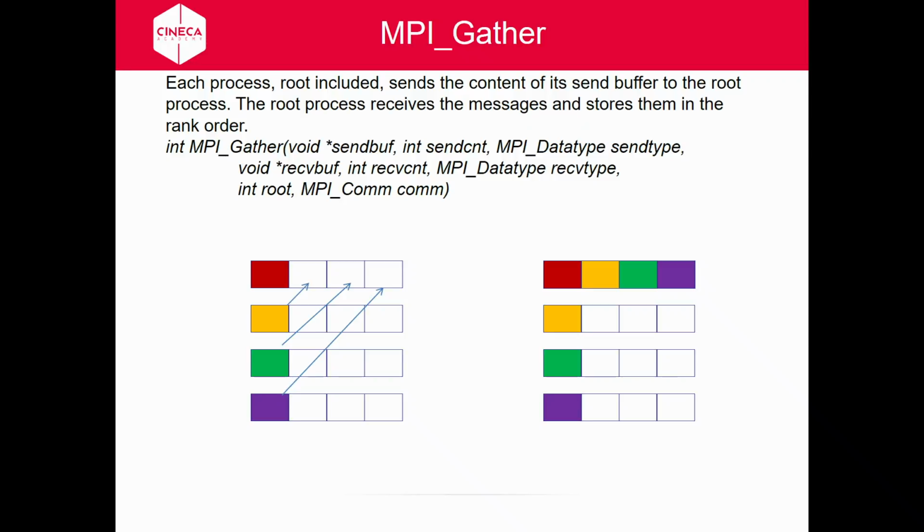Then the dimension of the receive count, the data type, the ID of the root, and the communicator.